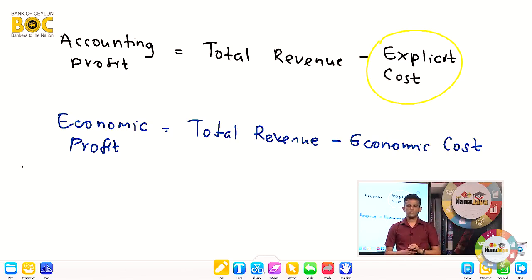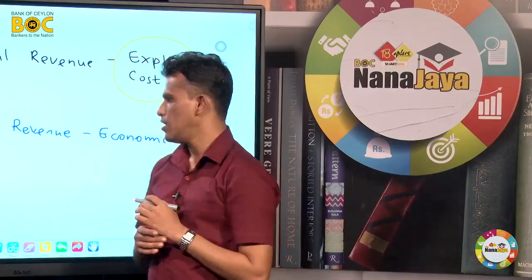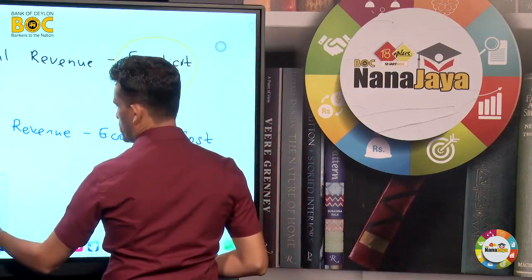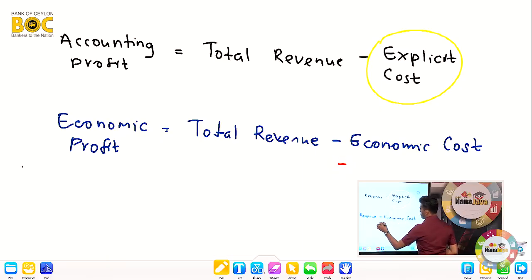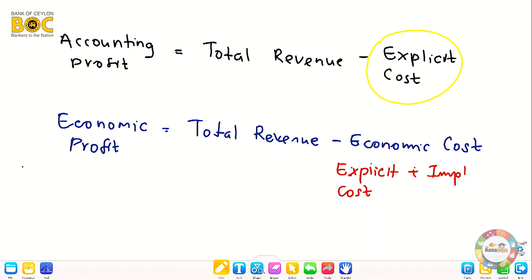Economic cost of production comprises two components. The two components of economic cost are the explicit cost, and the second component is the implicit cost. Economic cost is explicit plus implicit. These are the two components of economic cost.